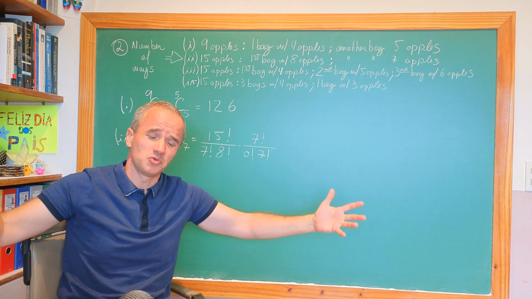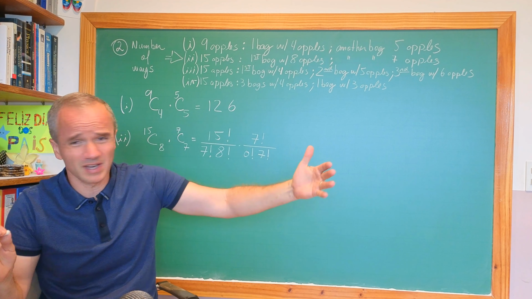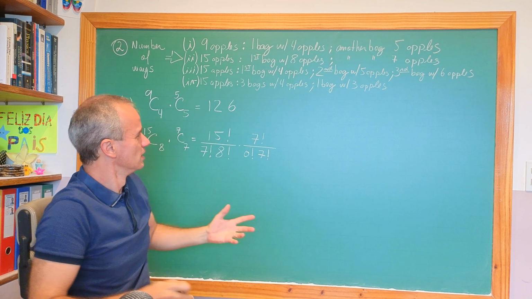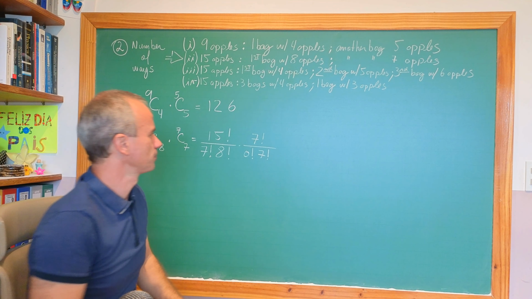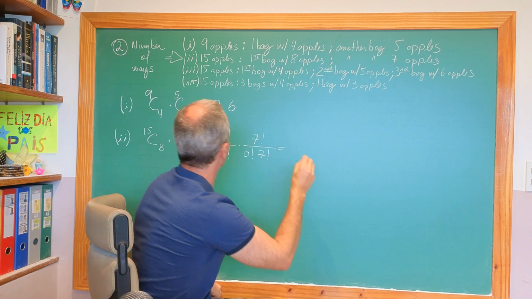Of course, I have 7 apples. How many ways can I choose? 1 way. I have 7 apples. I have to put 7, so there is only 1 way. 0 factorial, that's why I brought this. Remember, 0 factorial is 1, right? Okay, this is 1. No big deal. So what's going to be that?